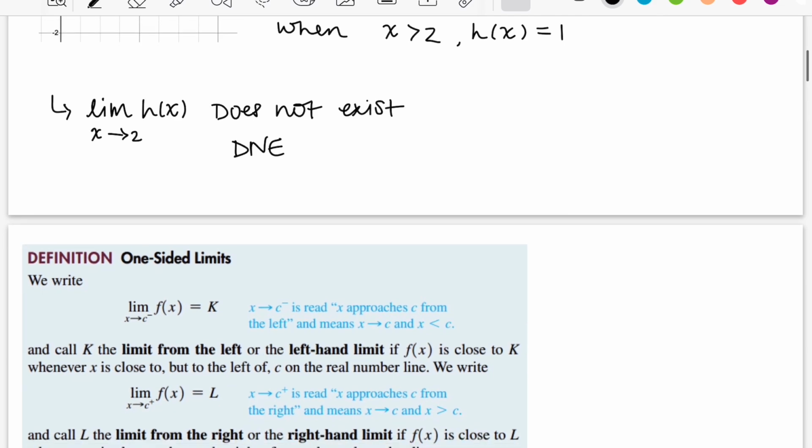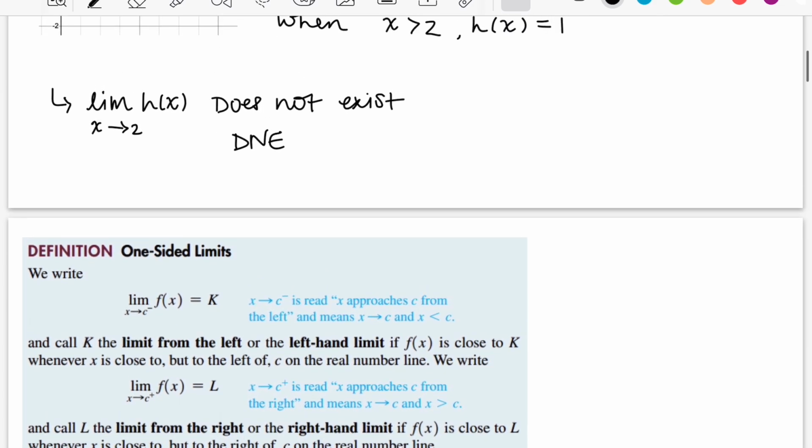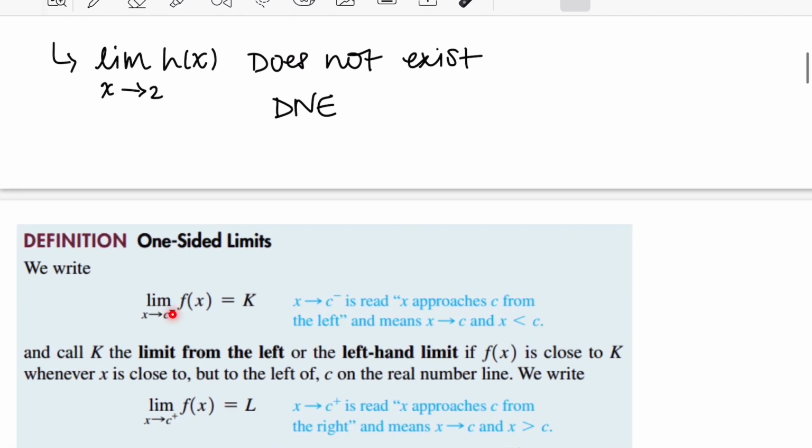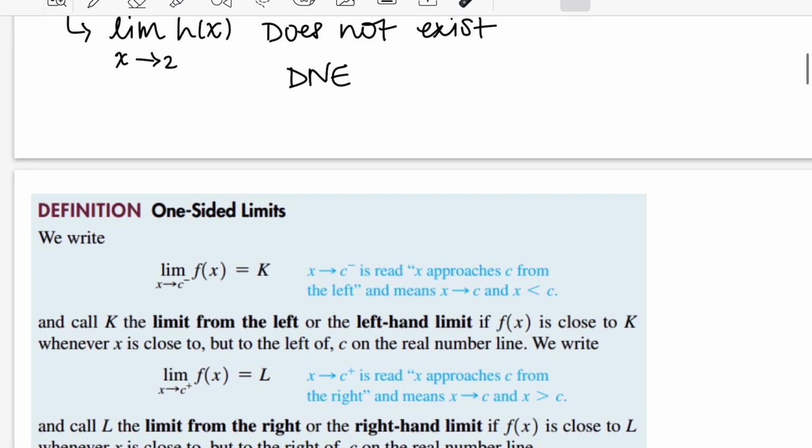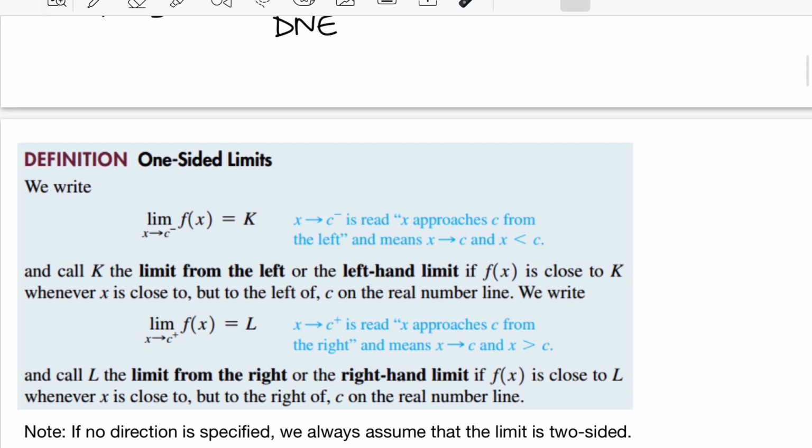So let's first look at the definition of one-sided limits. So this is our notation. We'll write the limit of our function as x approaches c, and there's this minus sign up here. So that just means from the left, and that'll be equal to k here. So this notation here is read as x approaches c from the left, and we call this limit k our left-hand limit.